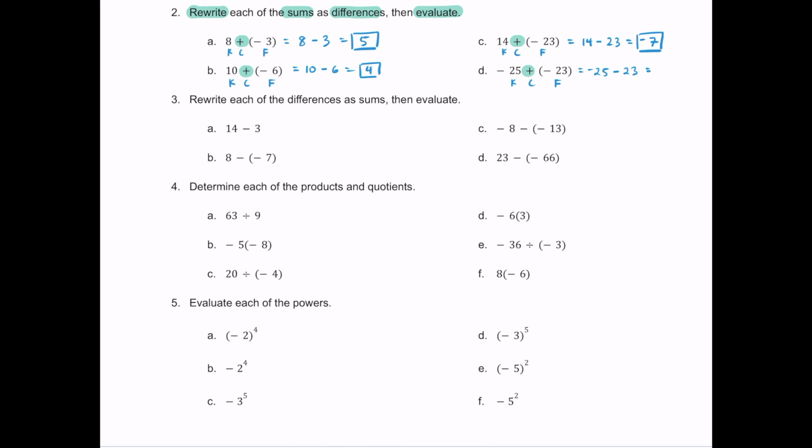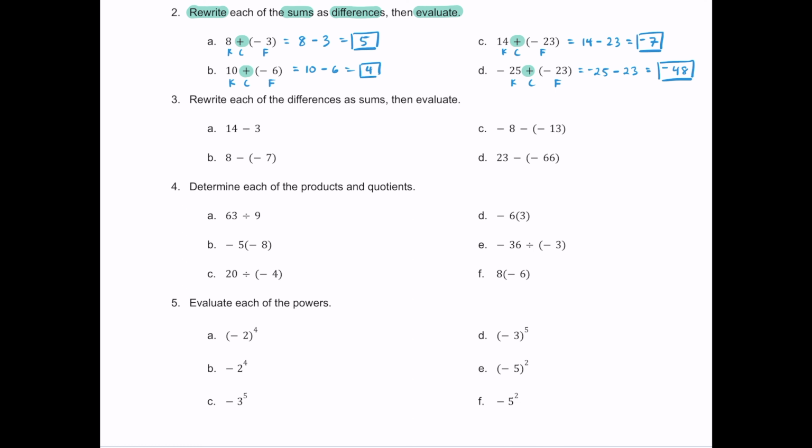And arguably, this one's maybe more difficult to understand by changing it. This will be negative 48. So again, you can solve it using whichever one you prefer. For letter D, probably the original one is easier for most people, but you should get negative 48 either way.